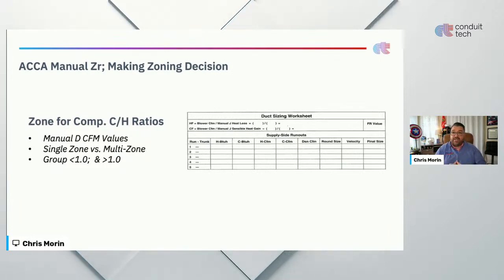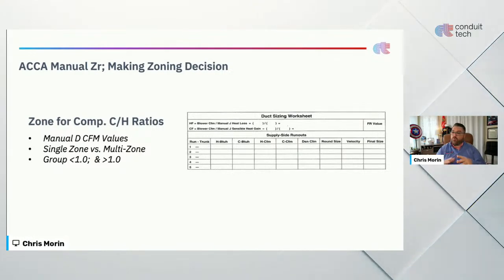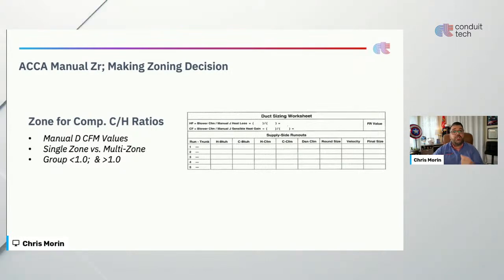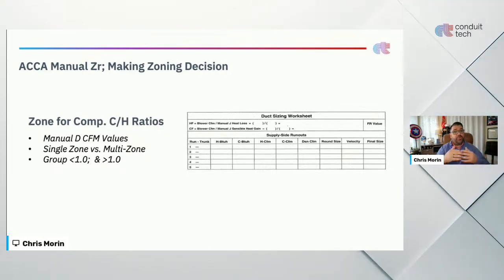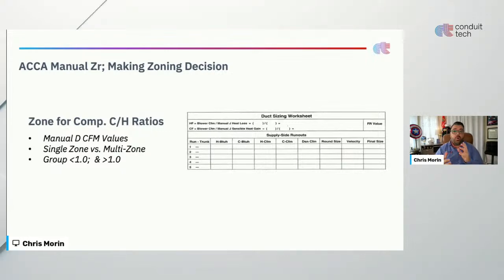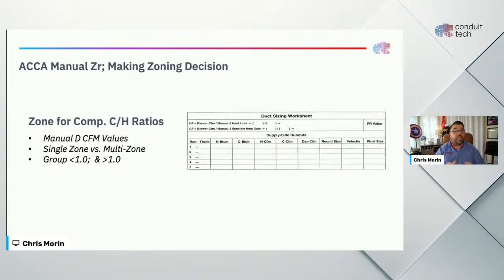The best way to consider which rooms to zone together is using what Manual ZR outlines as cooling-heating ratios. Now, in order to do this, you have to do a room by room load calculation. You have to select the equipment because you need to know volume of air. And then you also need to run through the duct sizing worksheet, which is built into some software, in order to find out what the heating and cooling CFM needs are. You'll notice on the duct sizing worksheet out of Manual D, it's the 3rd and 4th columns here. They are going to be different.